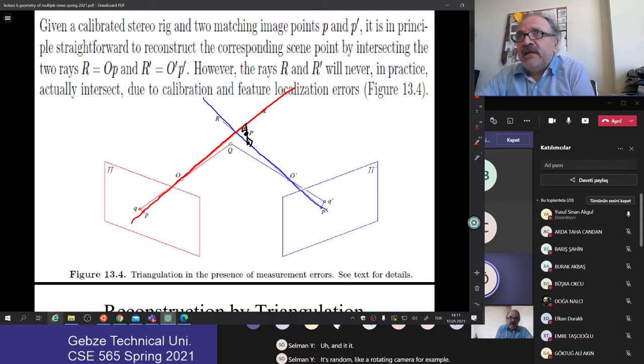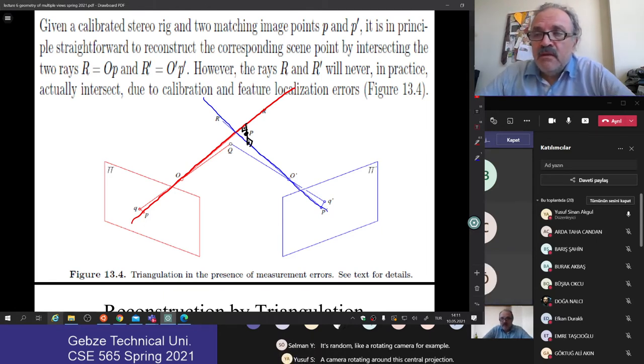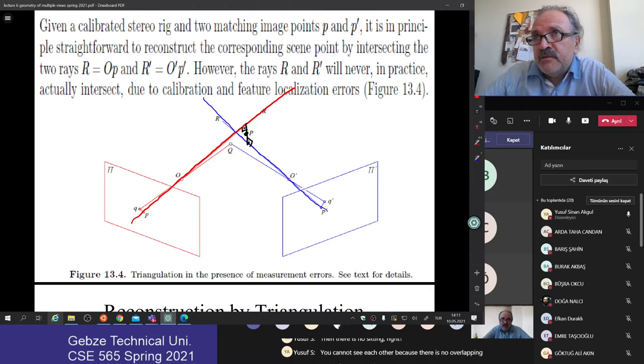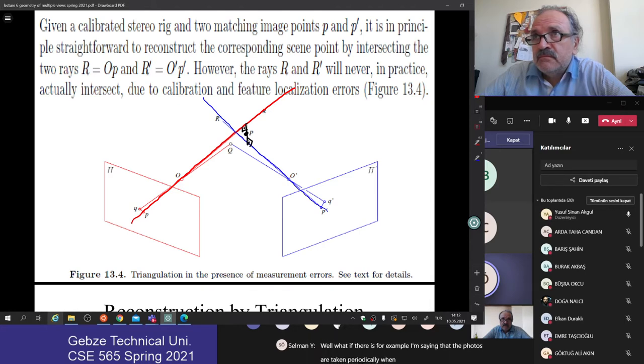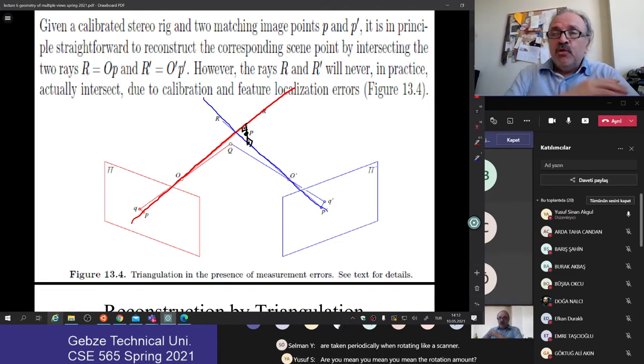You mean a camera rotating around the center of projection? Yes. And we want to stitch the images taken. Well, if there is no common field of view between two camera views, then there is no stitching, right? You cannot stitch them because there is no overlapping part. Of course, you need the overlapping part. Without the overlapping part, you cannot do the stitching or stereo correspondence. What if, for example, the photos are taken periodically when rotating? You mean the rotation amount. Yes. You know the camera parameters.